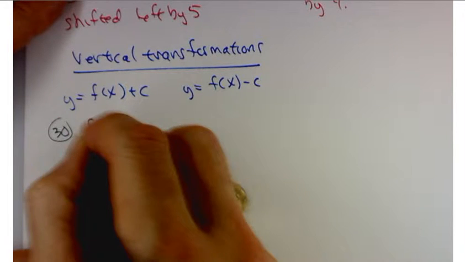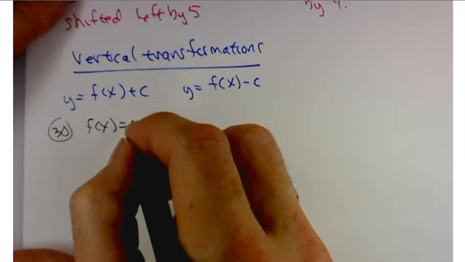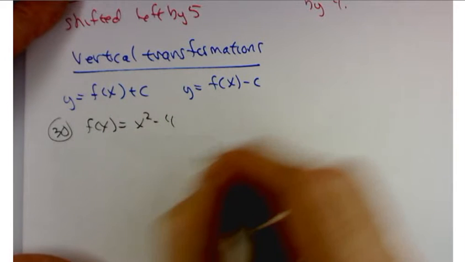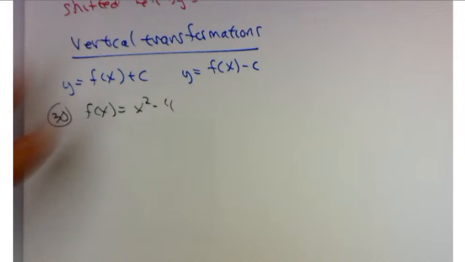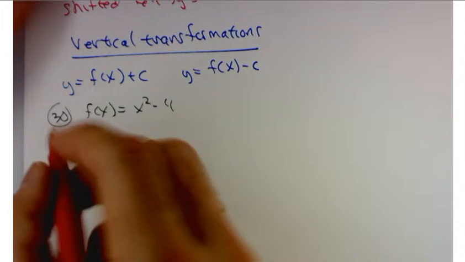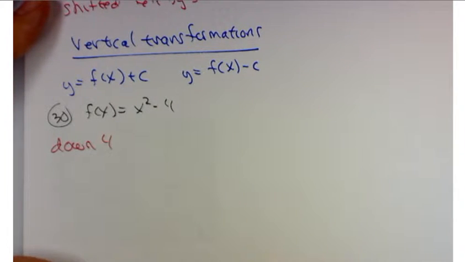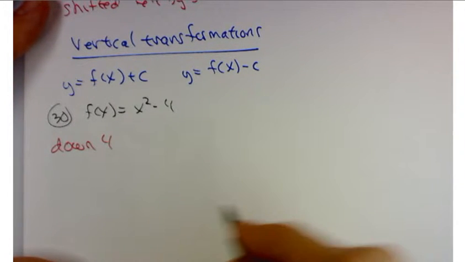f of x equals x squared minus 4. How's that one been shifted? Good, down 4. And 46, kind of a couple things going on here.